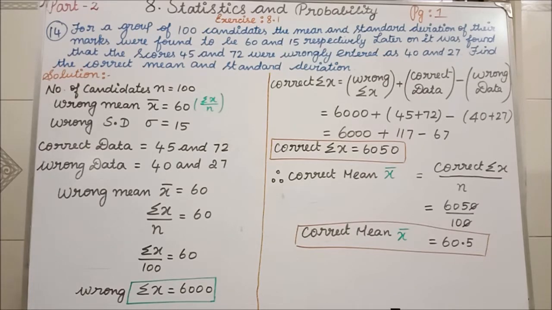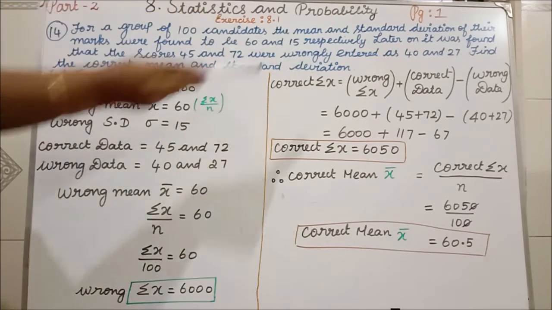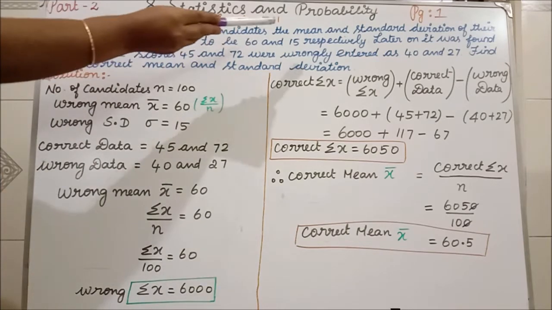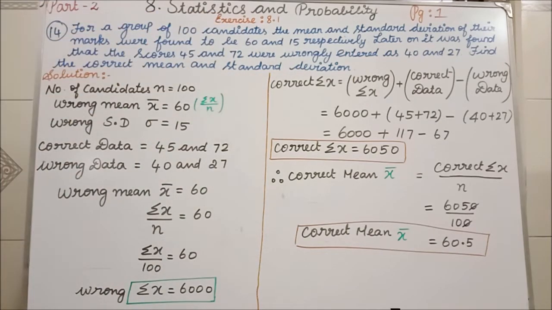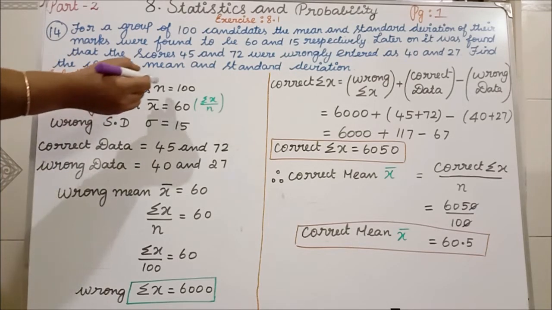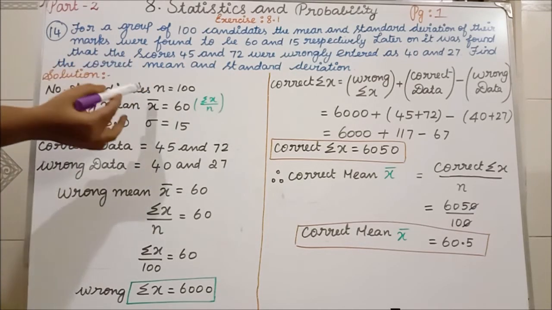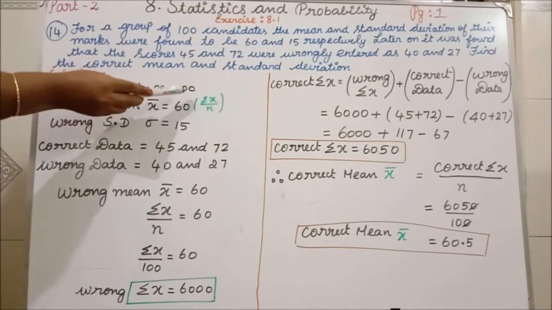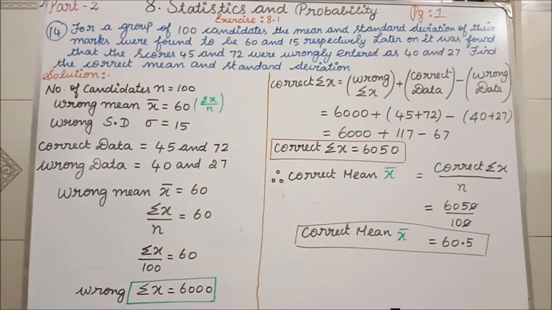Which means this 60 and 15 is the wrong mean and the wrong standard deviation. Clear, students? So we have to find the correct mean and the correct standard deviation. Here, I have written the data. What data are given in the question? Total number of candidates is N equal to 100.